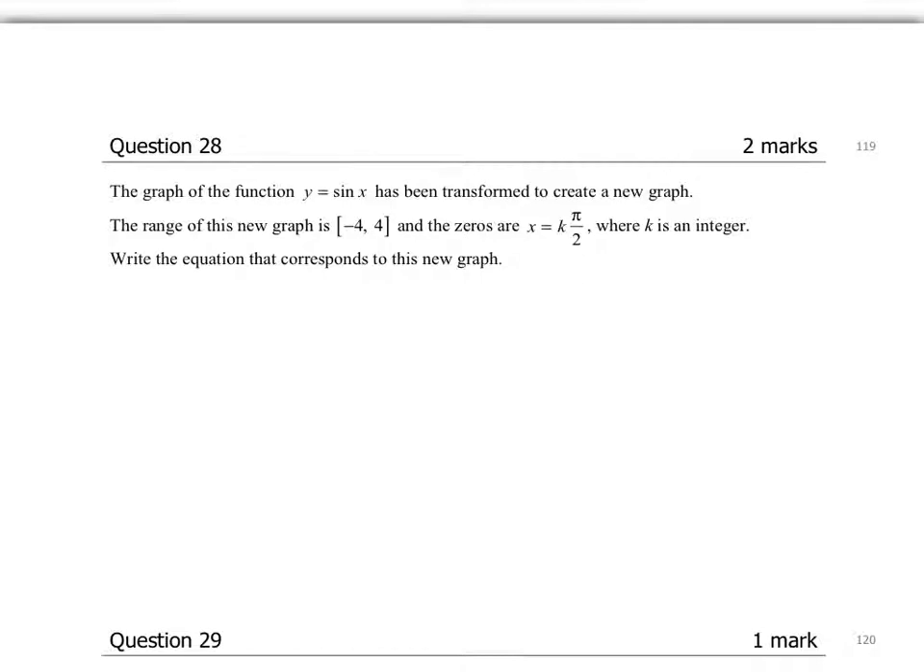So to start this question, the first thing I'm going to do is draw sine, just to recall what sine looks like. We may recall that sine has a period of 2 pi. So I'll label pi and 2 pi. And sine has an amplitude of 1, so it goes up 1 and down 1.